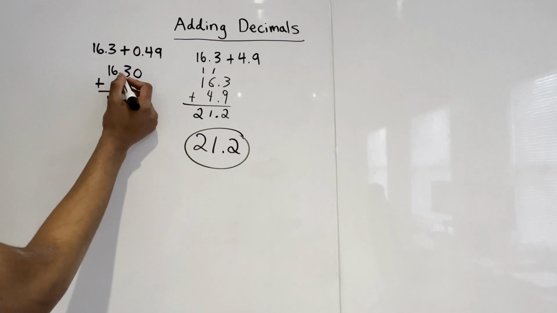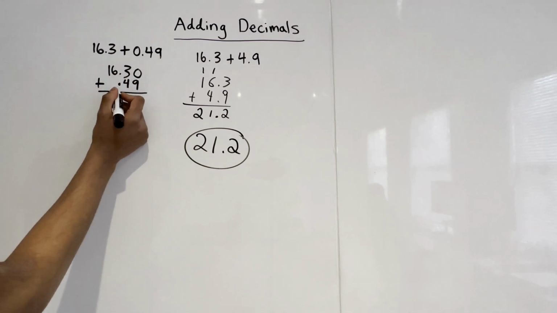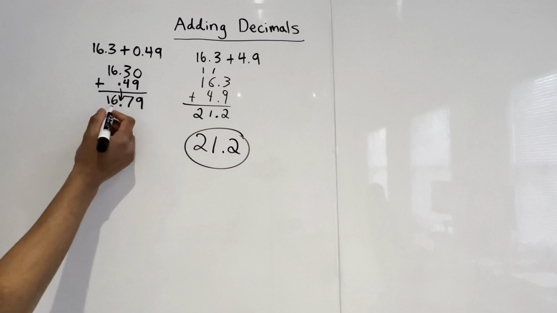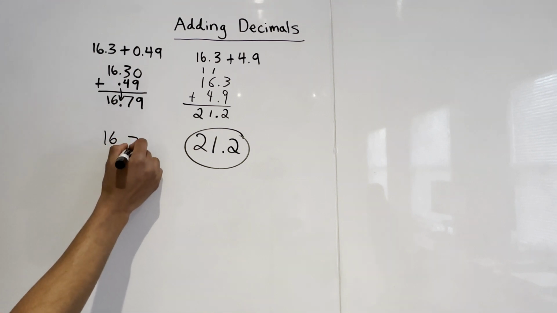And now, because the two decimal points are aligned, we could just simply drop them down. So this equals 16.79. So that's our answer.